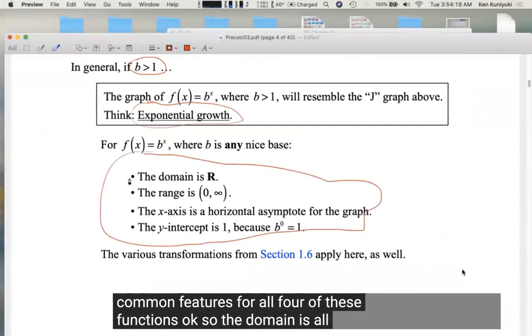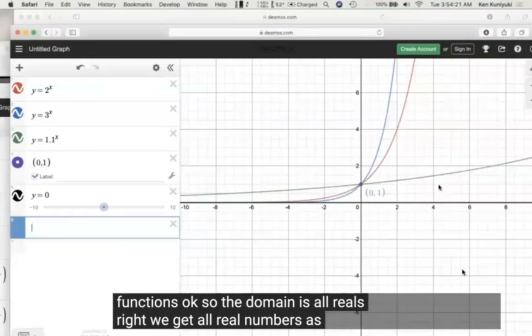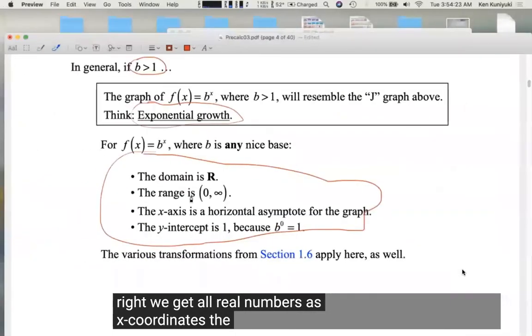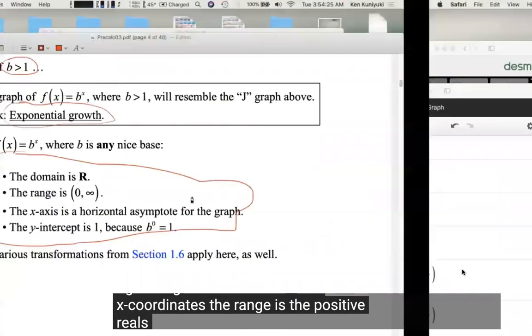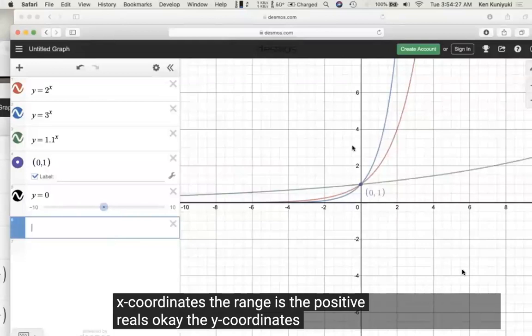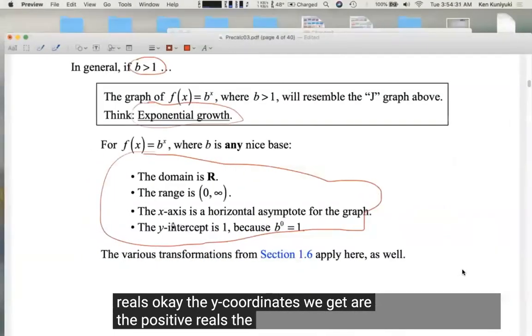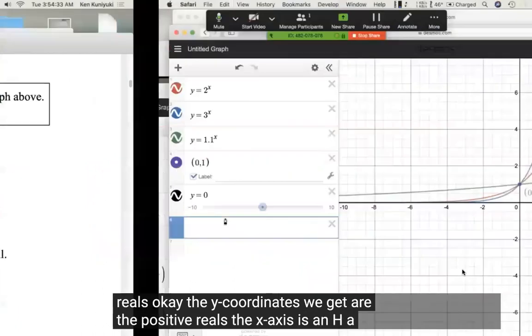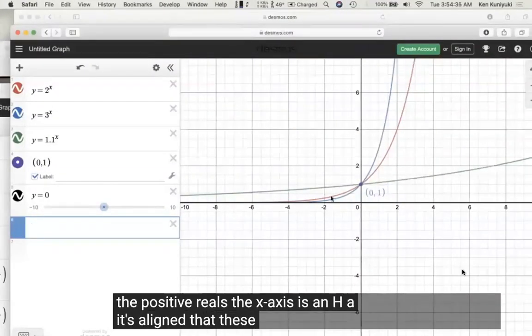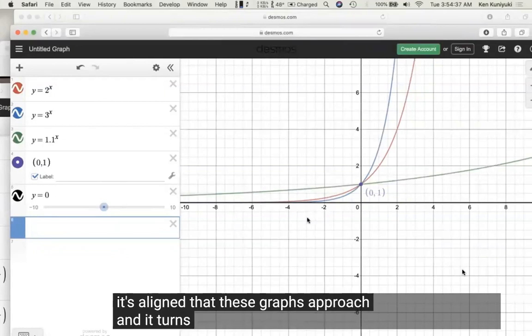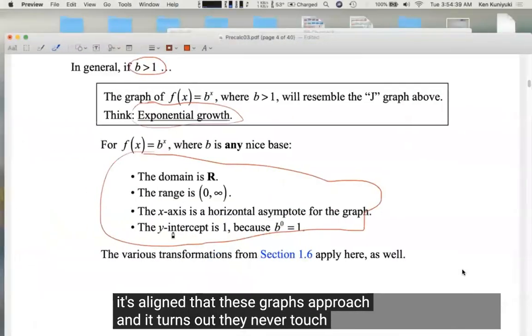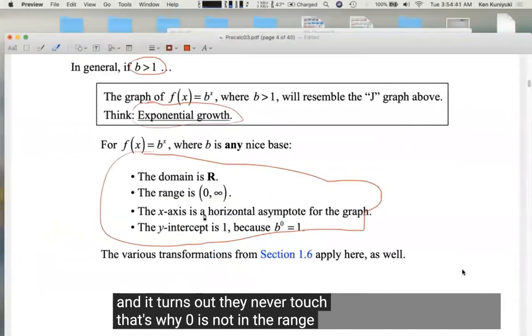So the domain is all reals. We get all real numbers as x-coordinates. The range is the positive reals. The y-coordinates we get are the positive reals. The x-axis is an HA. It's a line that these graphs approach, and it turns out they never touch. That's why 0 is not in the range.